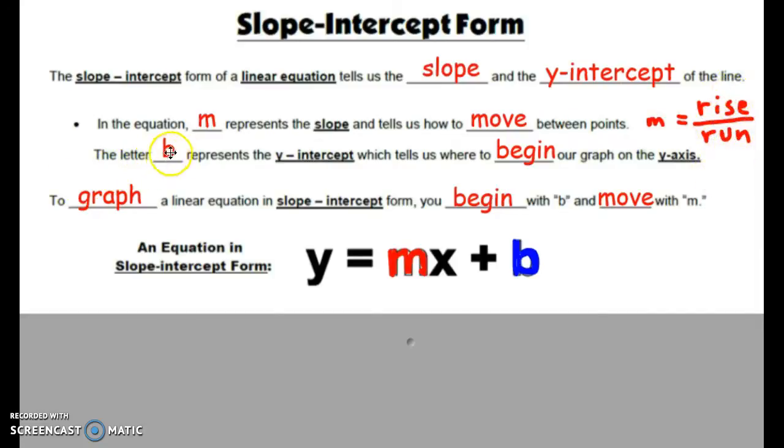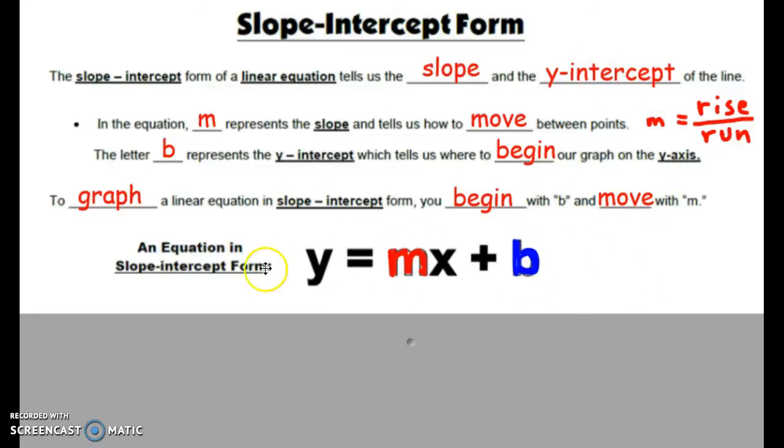The letter b represents the y-intercept. The y-intercept is where you're going to begin our graph on the y-axis. So to graph a linear equation in slope-intercept form, you begin with b and you move with m. This is helpful for our brains to remember what each letter actually means. b for begin on the y-axis, m for move using our rise over run.